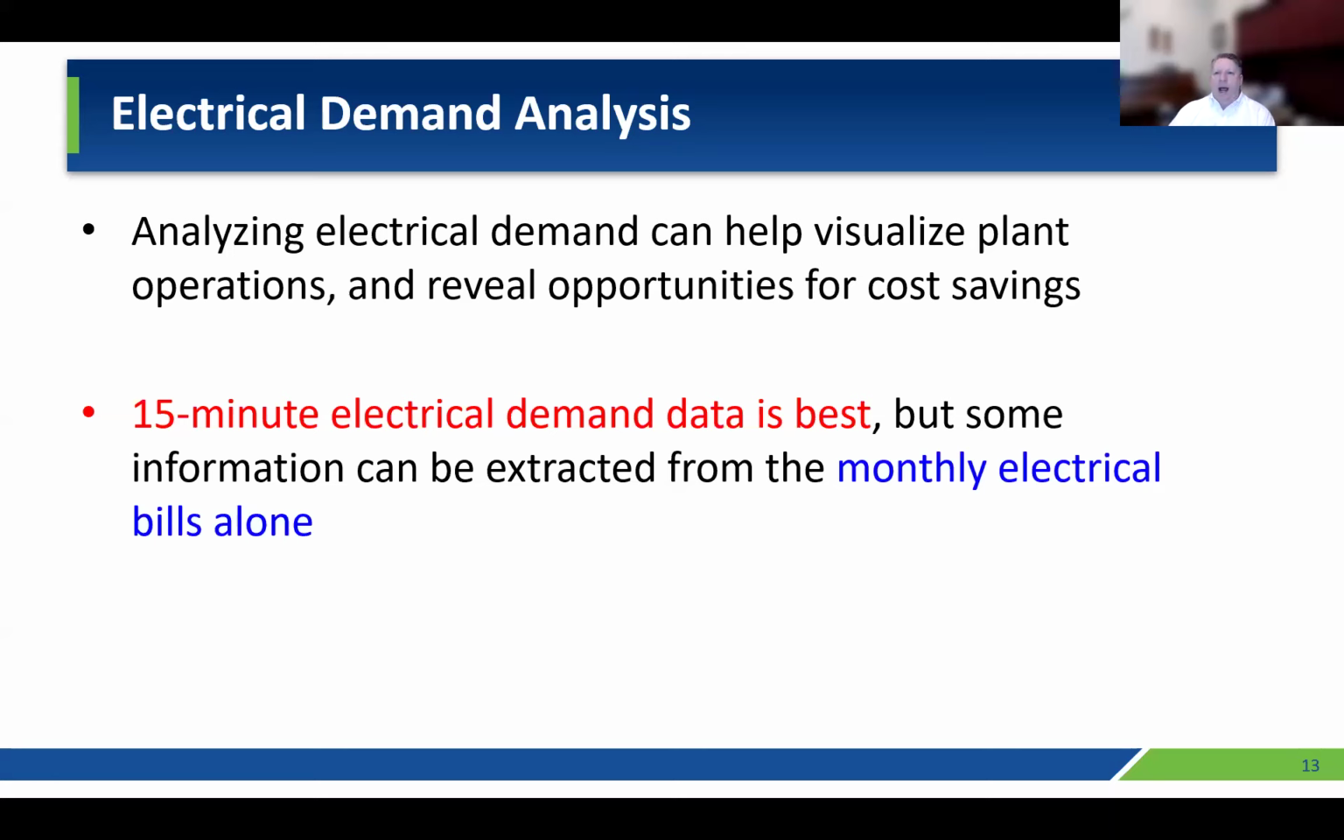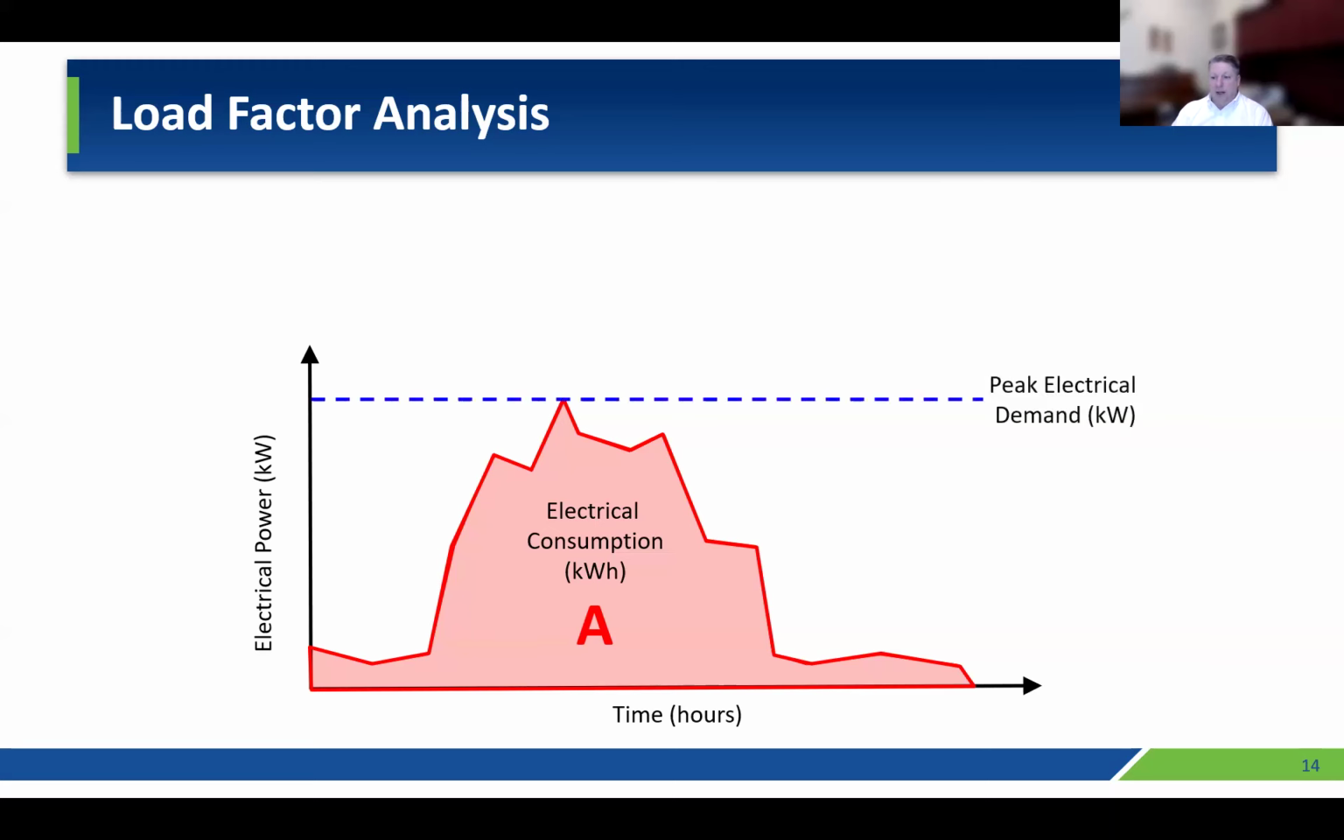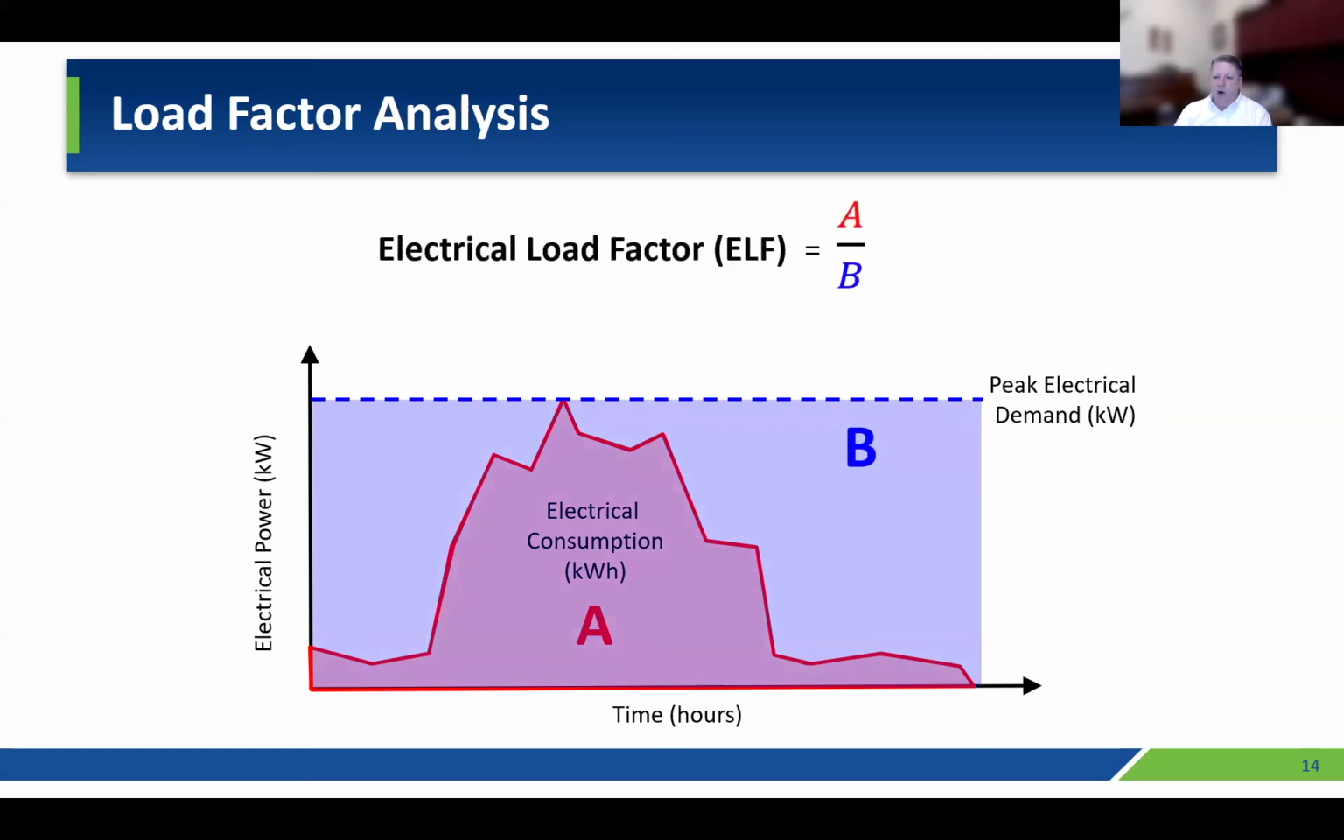But even if you don't have access to that 15-minute data, you can extract quite a bit of information just from your monthly utility bills. I'd like to show you an example of that. Let's assume that in a particular month, you've got a bill, and on that bill, it will say your kilowatt hour usage for that month, which we're going to call A. It'll also list your peak demand or your peak kilowatts for the month. And we're going to look at the area under that number for the entire billing period and call that area B. If you look at the ratio of A to B, we could call that the electrical load factor.